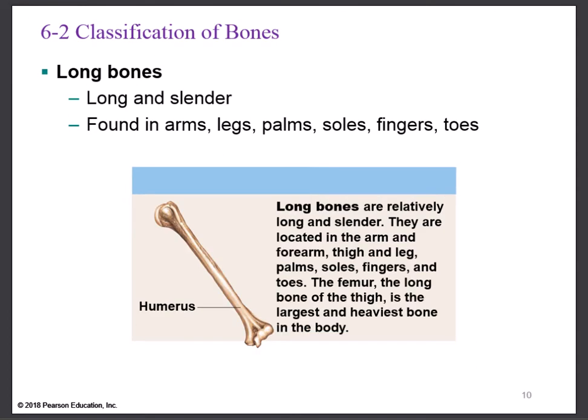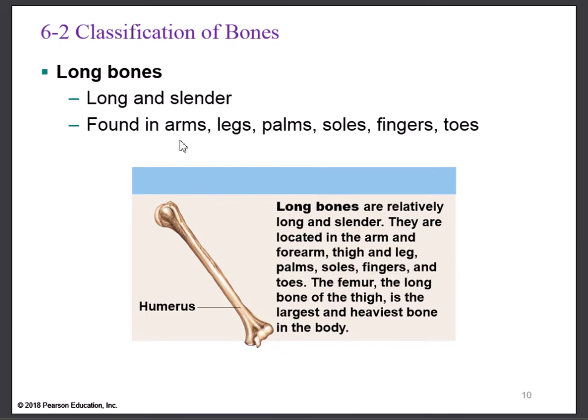The bones that most of us think of, when they think of a bone, is a long bone. These are long and slender. So what you're going to see is, this happens to be the arm bone, the humerus. You're going to see a long kind of shaft, and then there's going to be one end expanded over here, and then if we go down to the other end, it's going to be expanded.